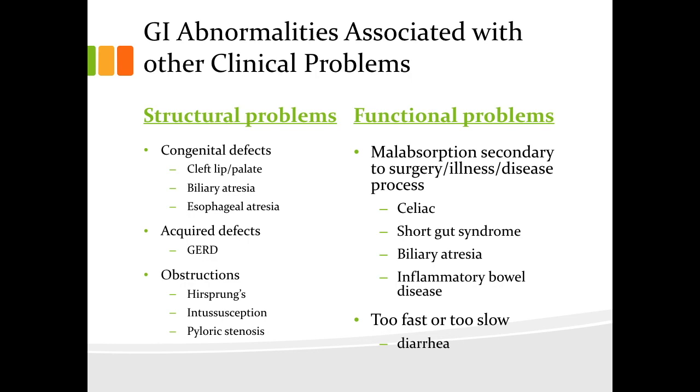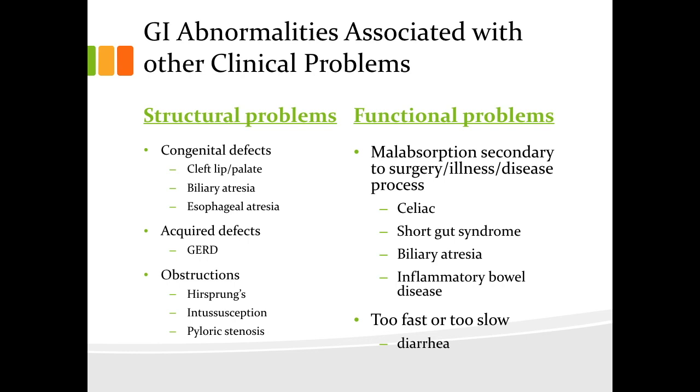But do remember that the structural problems will lead to a functional problem as well. So we have our congenital defects: cleft lip and palate, biliary atresia, where the bile ducts didn't form. These children get an operation called the Kasai procedure, which is a temporary fix for the problem. But they immediately go on the liver transplant list, and without it, they will die at a very young age. Esophageal atresia, there is a video up on Blackboard that I want you to watch about that.